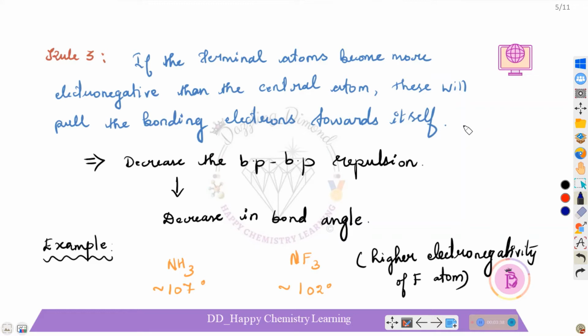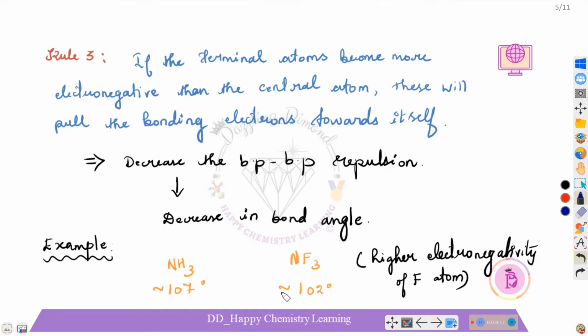Moving to the next rule. If the terminal atoms are more electronegative than the central atom, they will pull the bonding electrons towards themselves. Due to this it will decrease the bond pair repulsion, and hence that will decrease the bond angle. Take this example, NH3 and NF3. These will be the corresponding angles. For NH3 you will have 107 degrees, while for NF3 approximately 102 degrees.